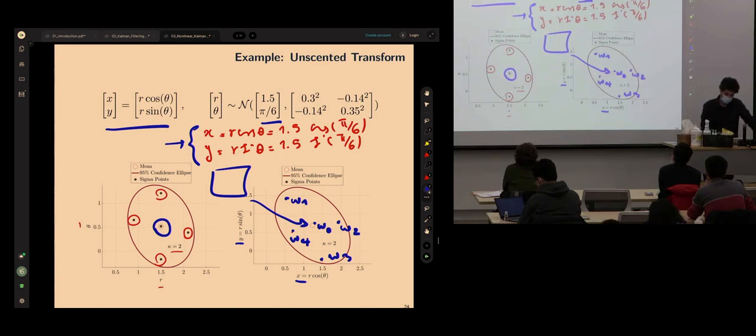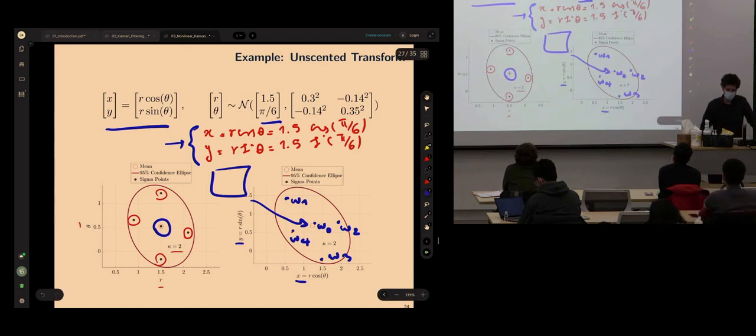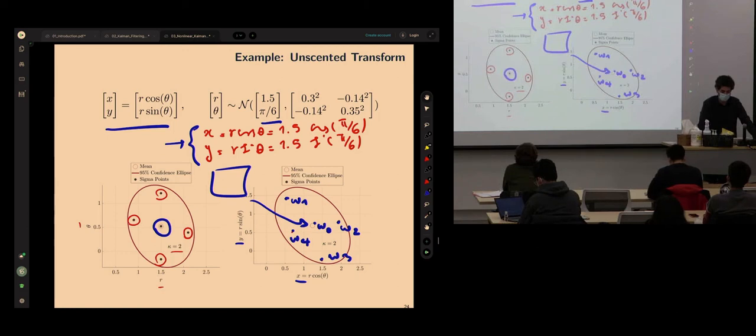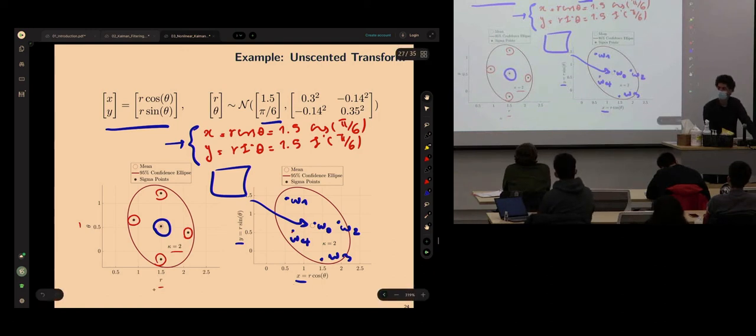And so where does the red ellipse come from? So the question is, we talked about the fact that we cannot propagate a Gaussian exactly through a nonlinear map. And that's true, this is not exact. We're just approximating a Gaussian in the xy domain instead of r and theta.